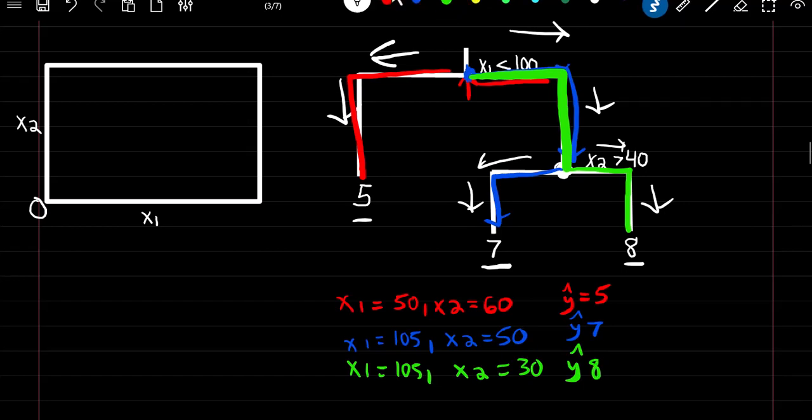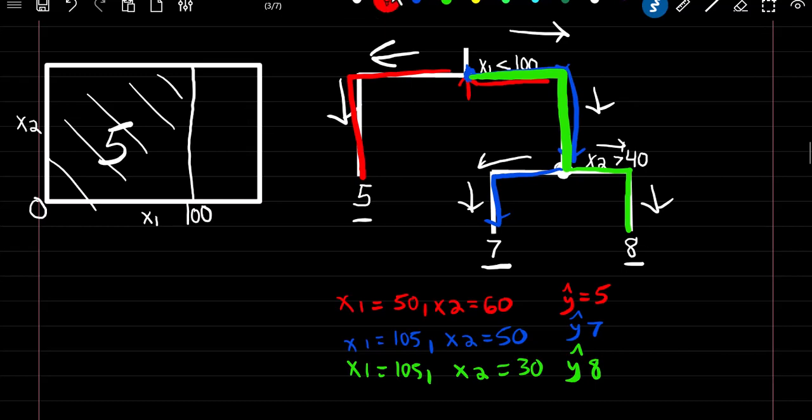So now we can draw out the predictions we'd get from our predictor space. So if x1 is less than 100, let's say that's this whole range here, then our predicted value is going to be 5. Now if x1 is greater than 100 and x2 is greater than 40, so that's this whole range here, then our predicted value is going to be 7. And then finally, if x1 is greater than 100 and x2 is less than 40, or this whole range here, we would guess a predicted value of 8.